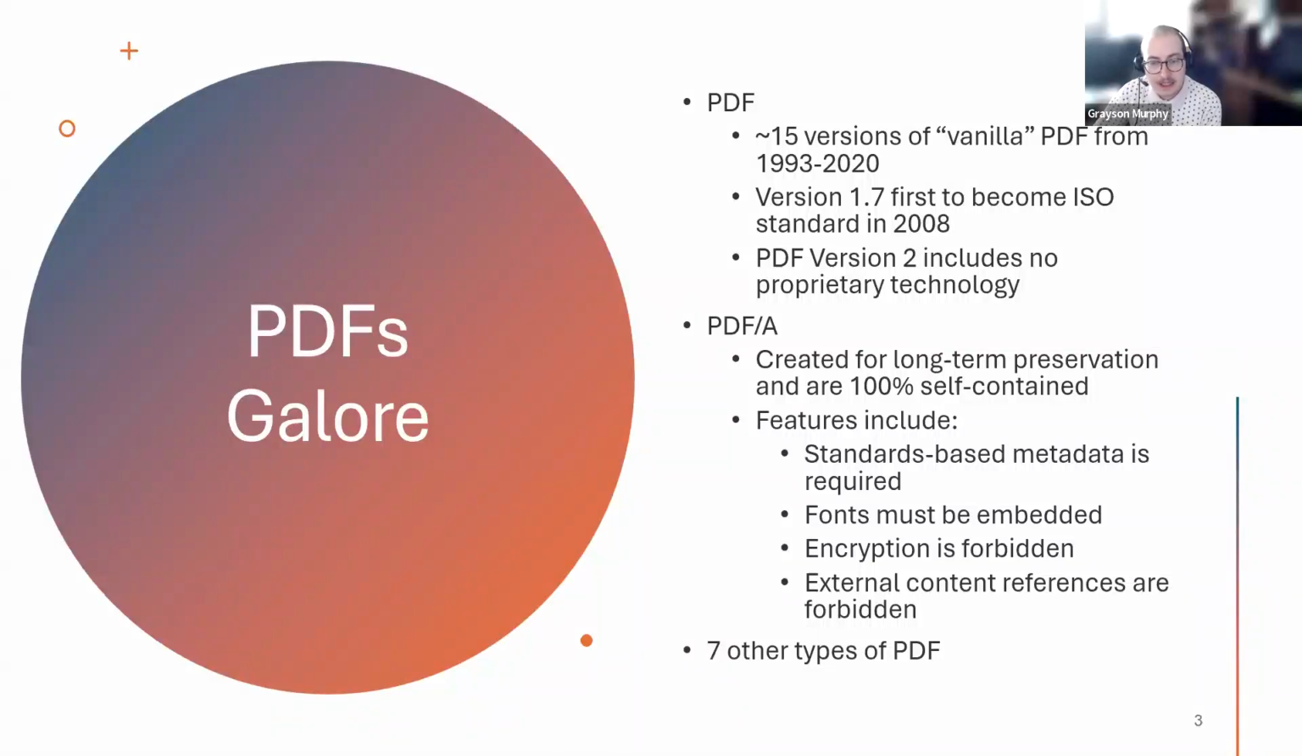There's also PDF-A or archival, which is a PDF type distinct from vanilla PDF, which was created in 2005 and does have its own multiple iterations. Features of this type include that it needs to be 100% self-contained. So they include having standard-based metadata, the fonts must be embedded, encryption is forbidden, and any calls to external content are forbidden, among many other features. And additionally, there are 7 other types of PDFs.